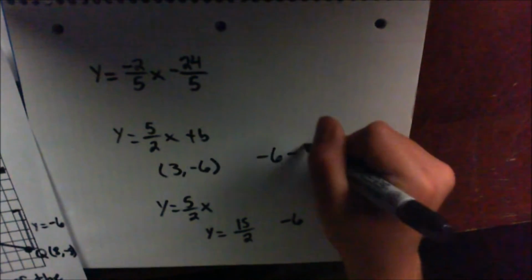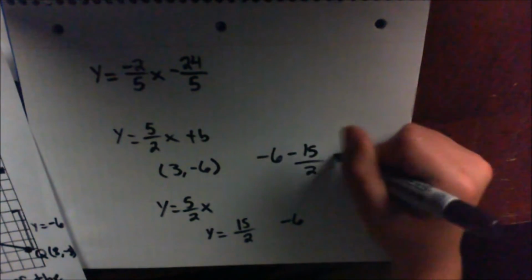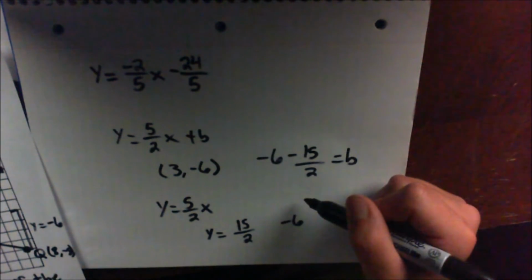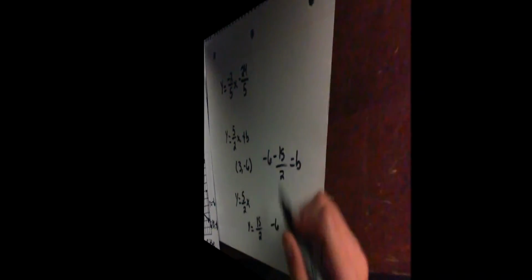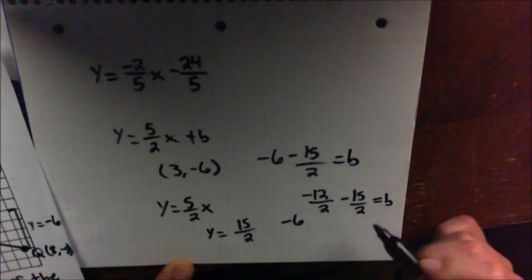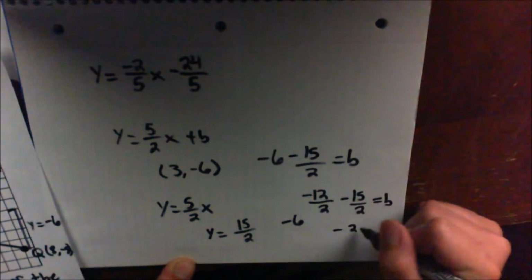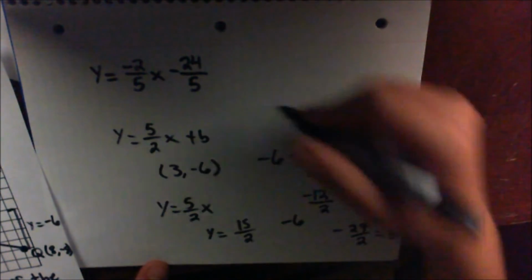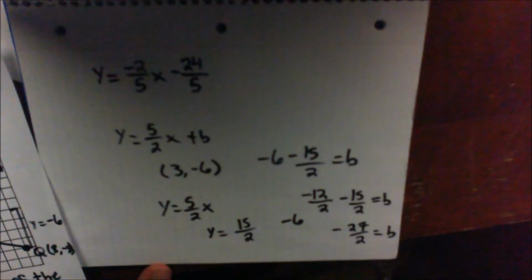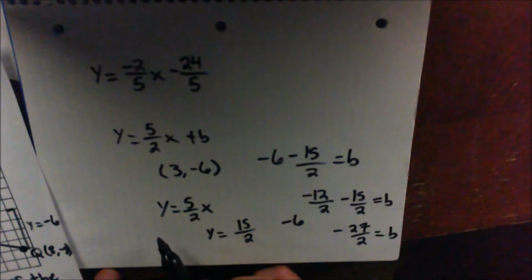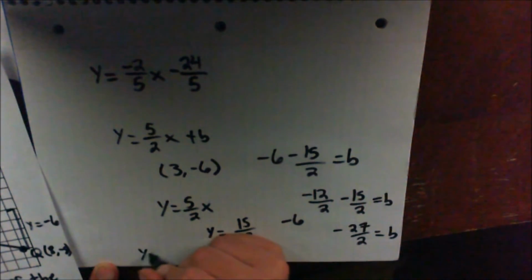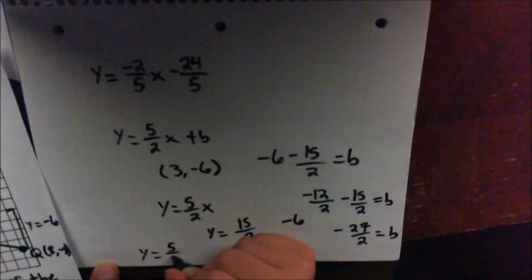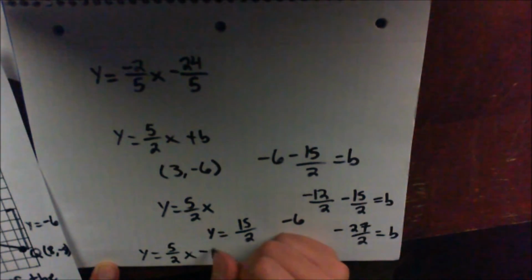-6 minus 15/2 equals b. Let's give this a common denominator. Negative 12 halves minus 15 halves equals negative 27 halves, which is our b value. Once we plug in our b value, we are given our complete formula for the perpendicular bisector of the segment on which our 2 points lay. The formula is y equals 5/2 x minus 27/2.